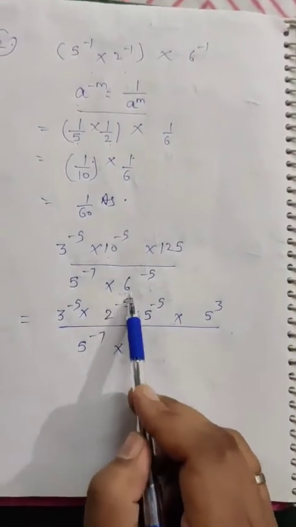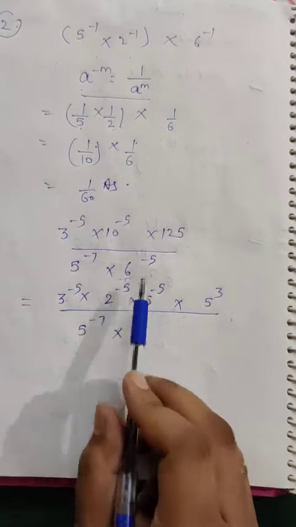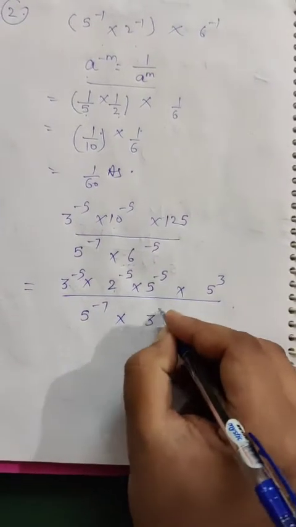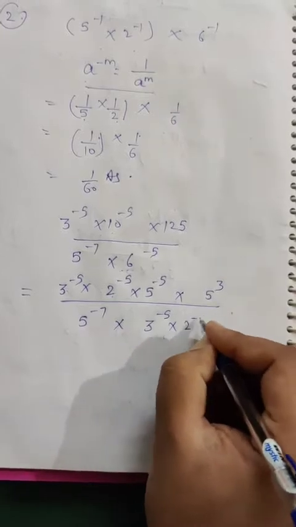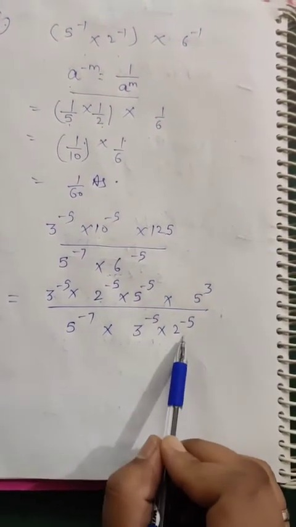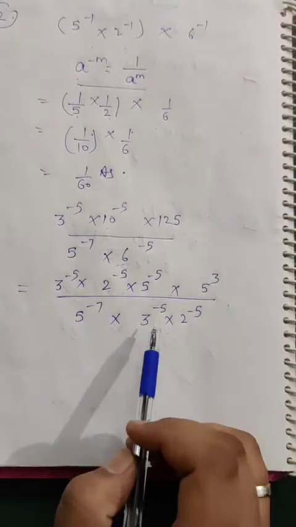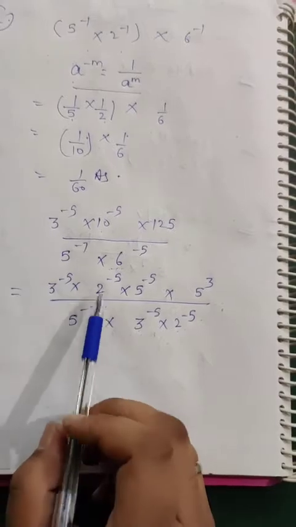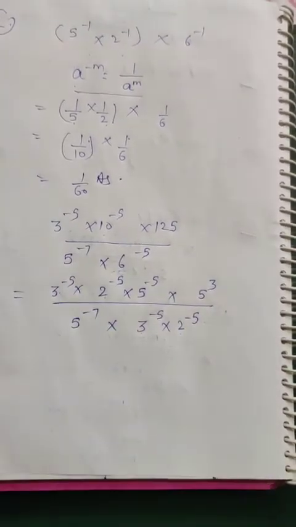As you can see, 6 is here, and 2 and 3 are also there. So how can 6 be written? 6 can be written as 3 raised to the power minus 5 multiply 2 raised to the power minus 5. Do you see, son, what is 3 multiply 2? It is 6. So 3 multiply 2 is 6, and the power will be minus 5. Similarly, how can we break the 10?